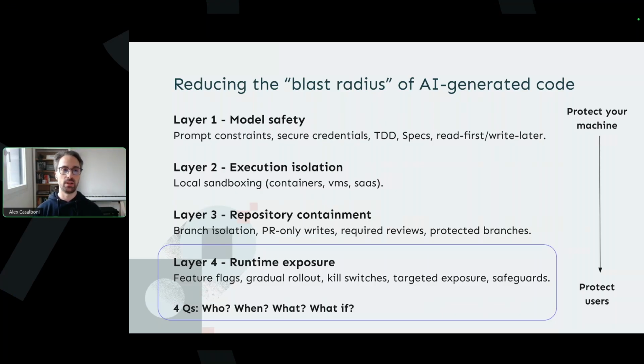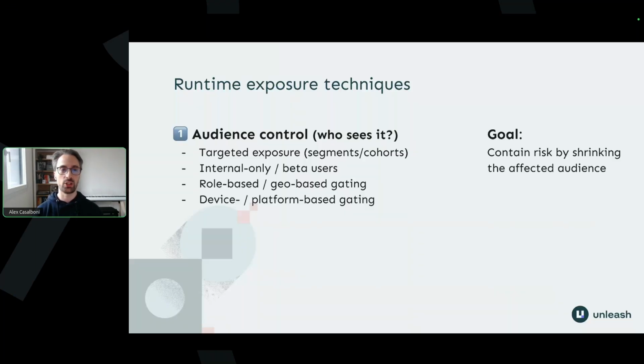When we talk about runtime control or runtime exposure, the goal is to protect the final users. And so if you ask yourself, who can see the changes, when and how fast the changes are allowed, what exactly runs, so who's enabled for whom, and then what if something breaks? We'll look at these 4 big questions to protect the users in production. So let's start with one.